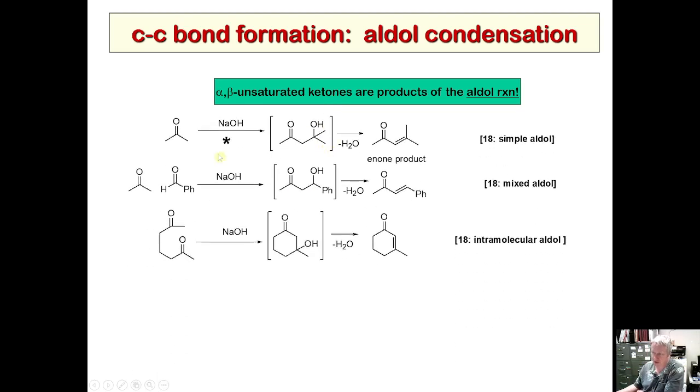All right, so this shows a couple of the types of typical aldols. We have the simple aldol or self-aldol, mixed aldol, and intramolecular aldol, and it shows the reagents are usually sodium hydroxide or a base. First you make a beta hydroxyketone in all of these cases. Loss of water makes the alpha beta unsaturated ketones. And if it's intramolecular, it makes a ring. Okay.